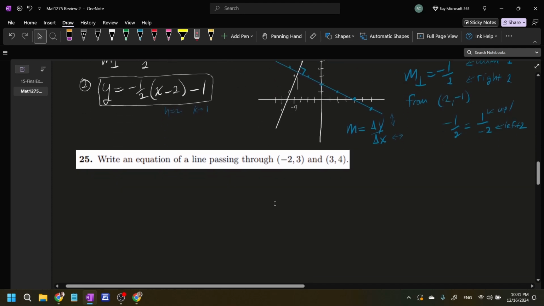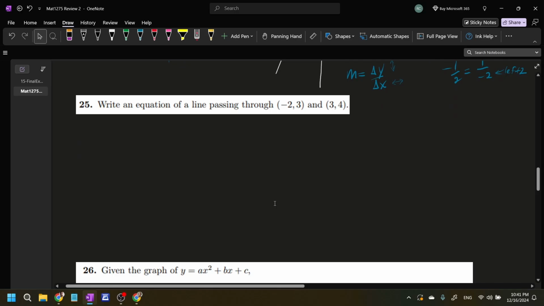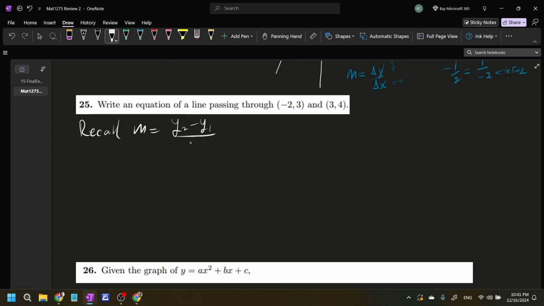All right, question number 25. A lot like 24, we need to recall the equation for a slope of a line. So recall that slope is equal to y2 minus y1 over x2 minus x1, which can also be written as, just like up here, delta y over delta x. So when we have 2 points here, it might be easier to keep your data organized. Let's call this x1, y1. Let's call this x2, y2.